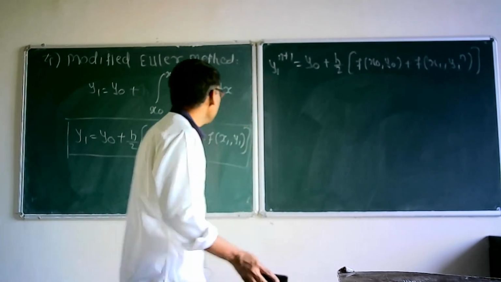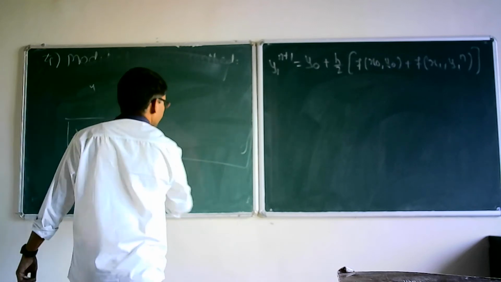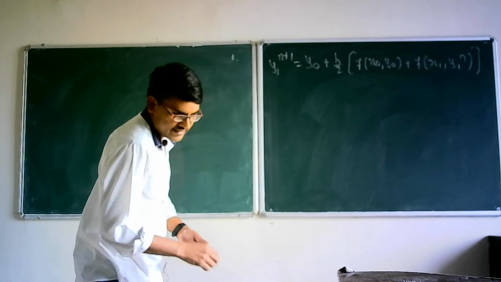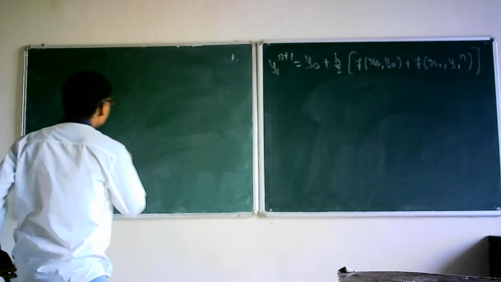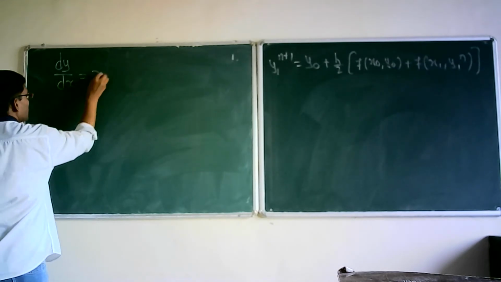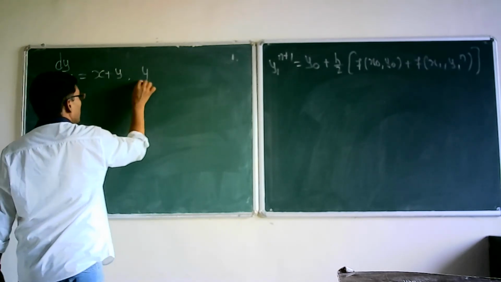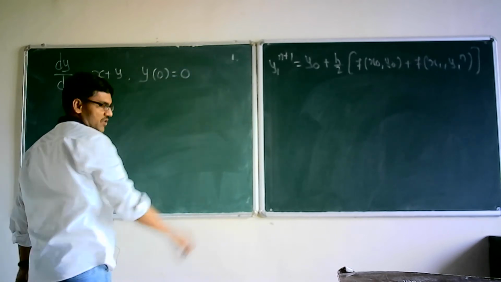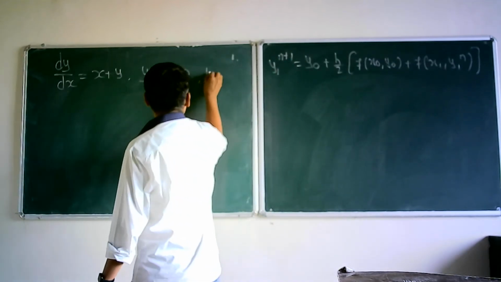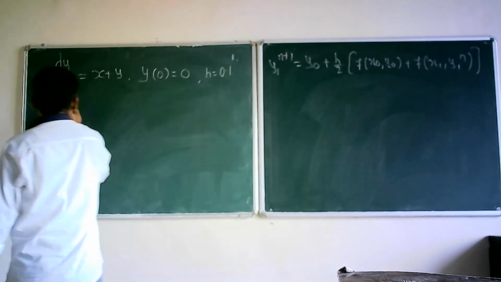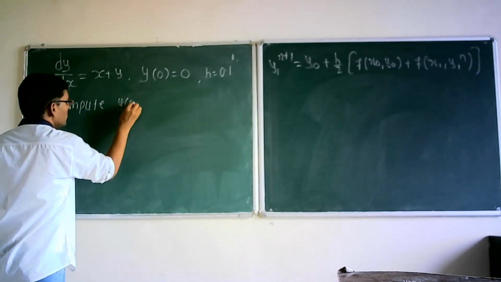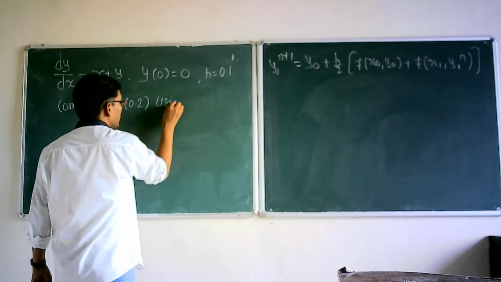For an example, consider dy by dx is equal to x plus y. Solve the differential equation dy by dx is equal to x plus y with the initial condition y of 0 equal to 0, having h equal to 0.1. Compute y of 0.2 using the modified Euler method.